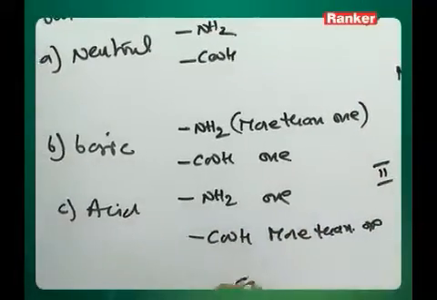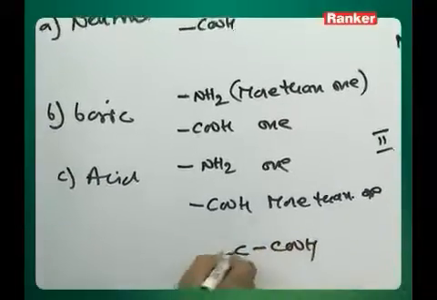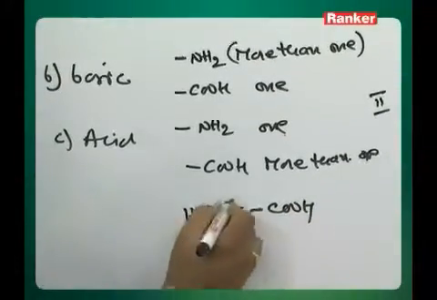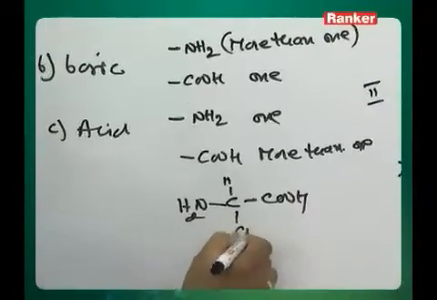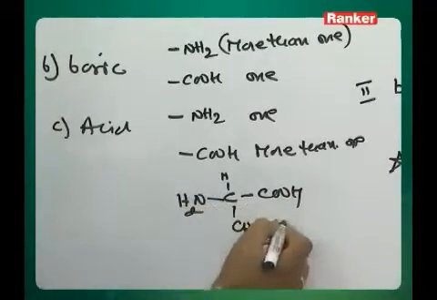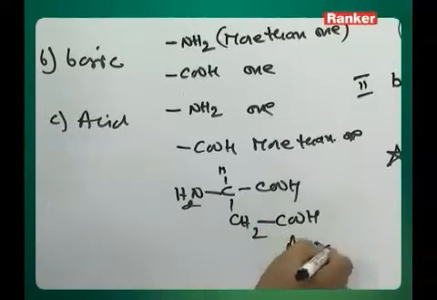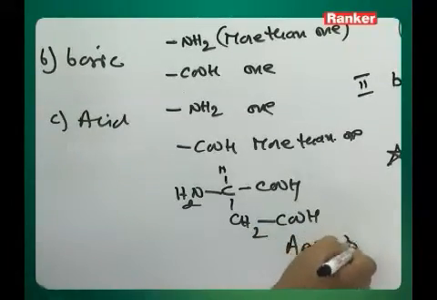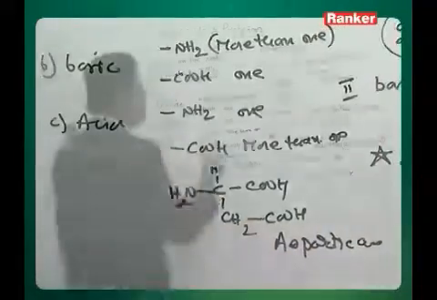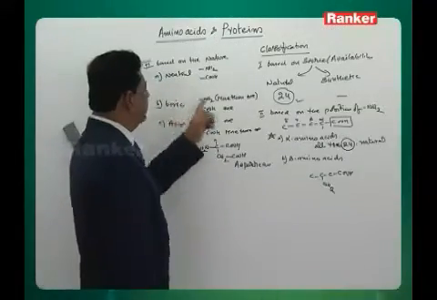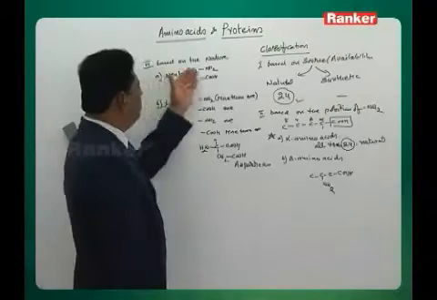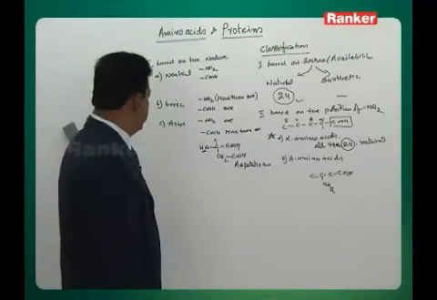For example, here is an example like that. An amino acid will have the amino and the acid, and in addition to that, in the side chain also we have one more acid. It is called aspartic acid. Aspartic acid is an example for that. Lysine is an example for the basic. A huge number of examples are there for the neutral.